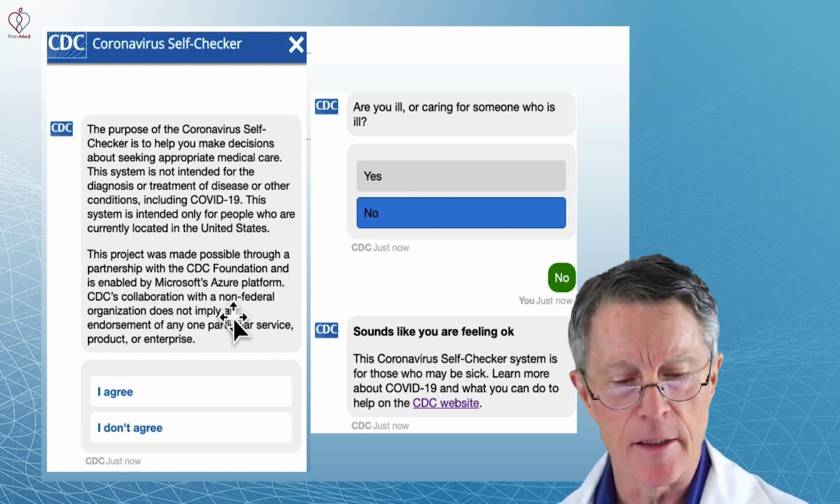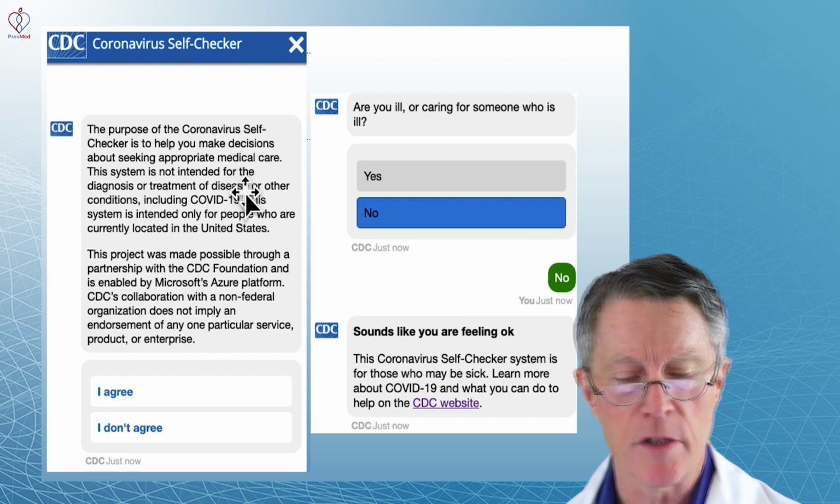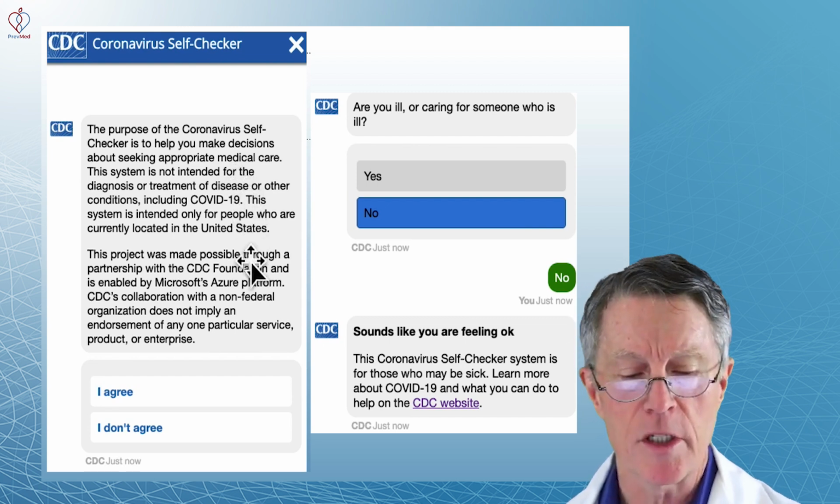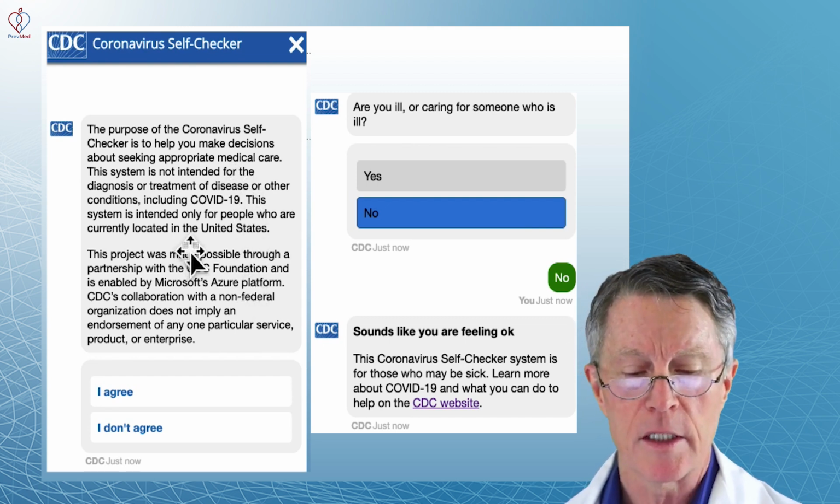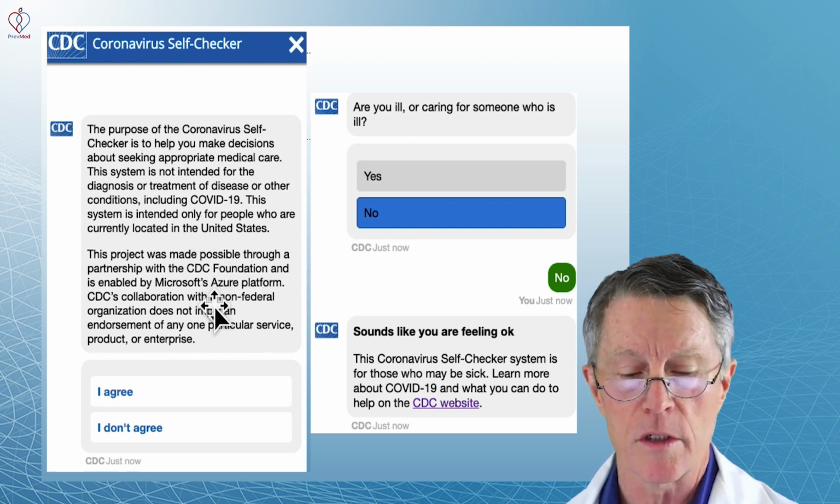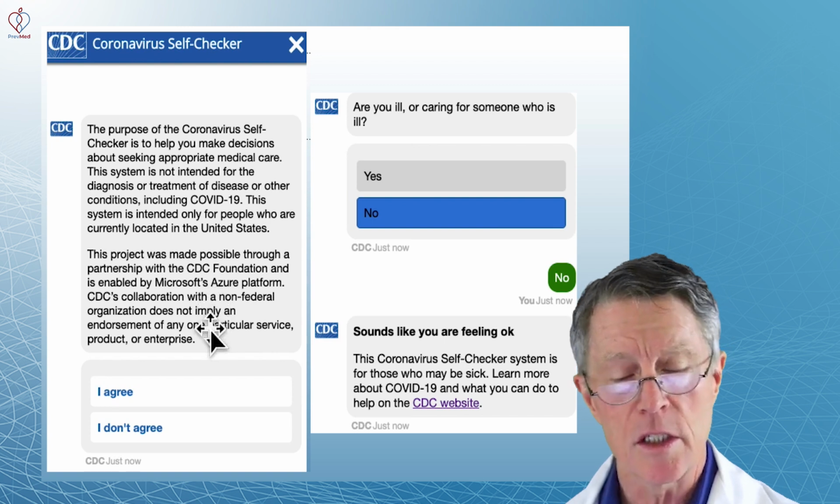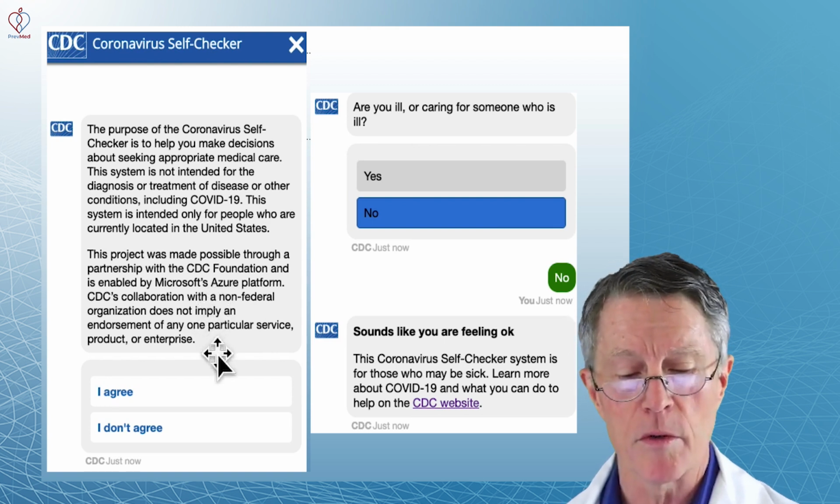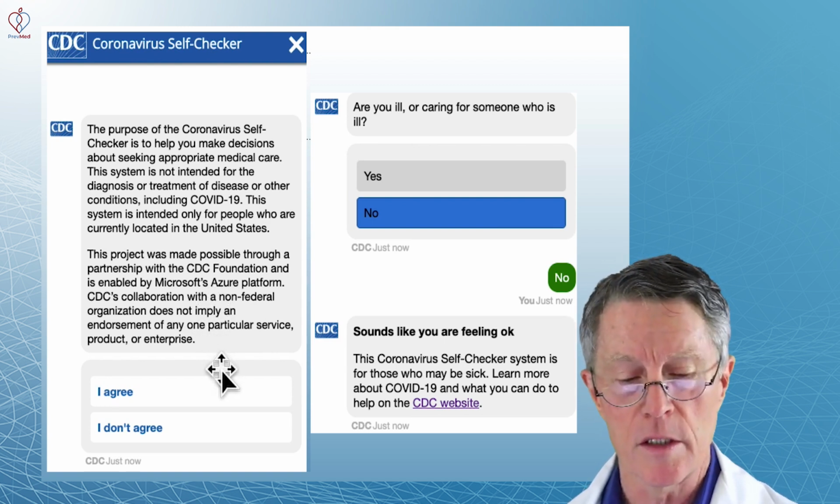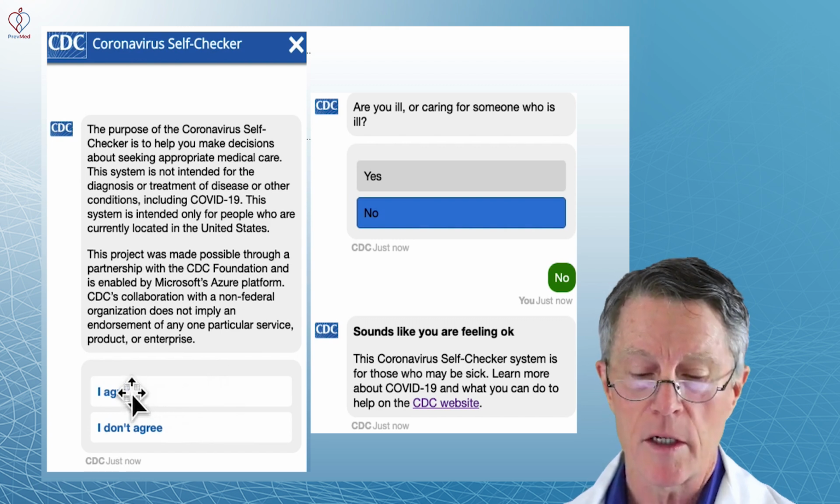So here's the chat. The purpose of the coronavirus self-checker is to help you make decisions about seeking appropriate medical care. It's not intended for the diagnosis or treatment of disease or other conditions, including COVID-19. This system is intended only for people who are currently located in the United States, and it was made possible through a partnership with CDC and the Microsoft Azure platform. Then you click on I agree.